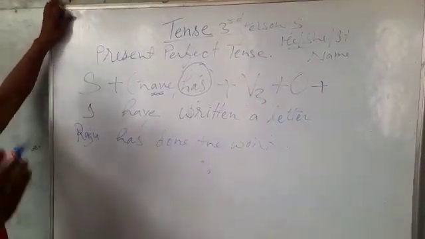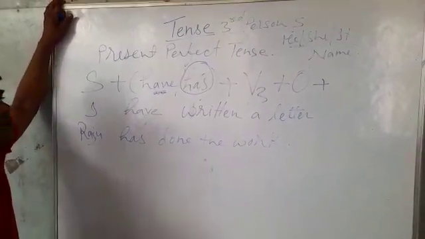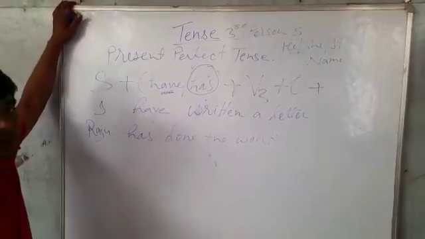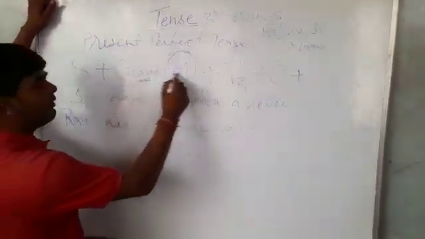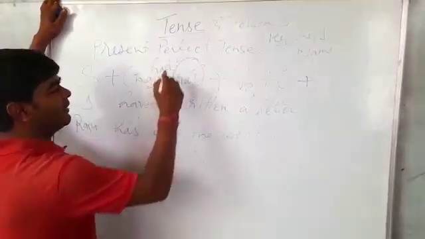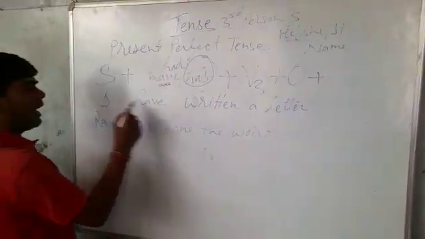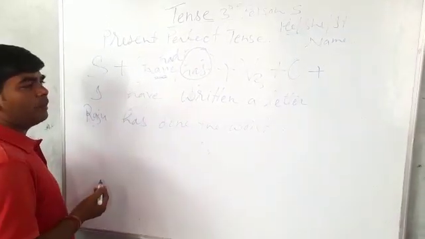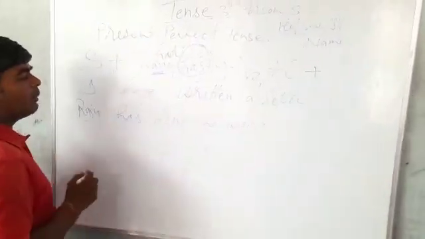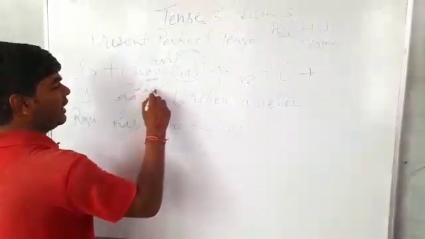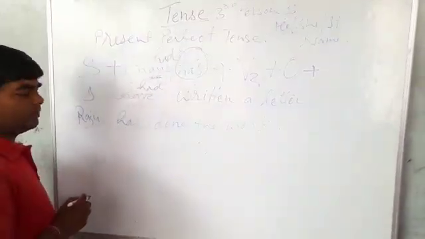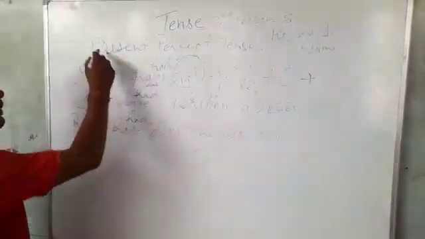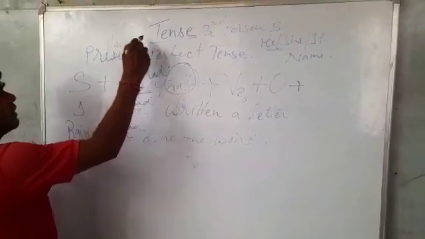As I told you, if you know present perfect tense, it becomes very easy for you to change it into past perfect tense. The only thing you need to change is, instead of have and has, we'll replace it with had. Similarly, I have written a letter is in present perfect tense. To change it into past perfect tense, we'll replace have with had. Raju has, instead of has we'll put had. So from present perfect it becomes past perfect tense.